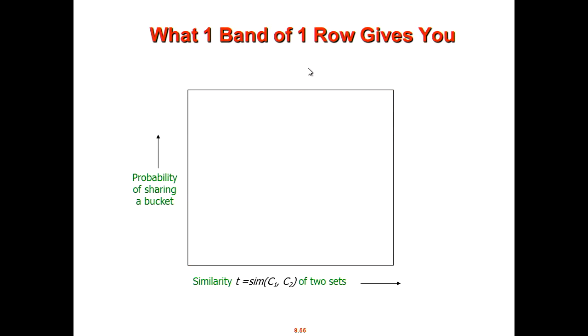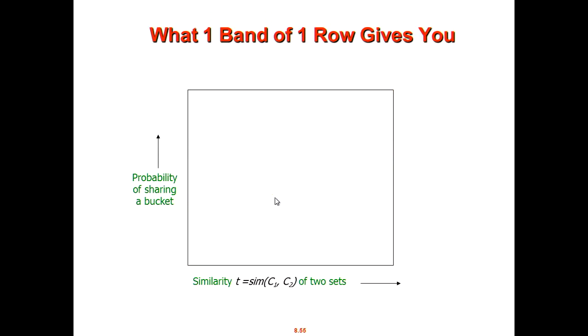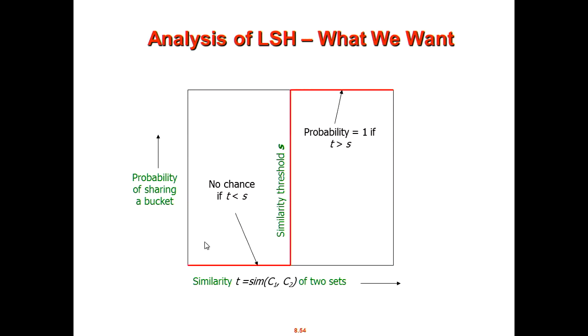And what one band and one row gives you is a curve like this. It's just because of the Jaccard similarity and min hashing probability. Given one band, the probability of two columns being hashed to the same bucket is exactly the Jaccard similarity of the two columns, right? That's what we have analyzed before. So that's this curve, but definitely it's not good, right? This is what we expect. So how do we achieve a curve similar to this one?